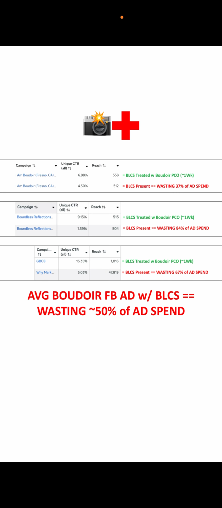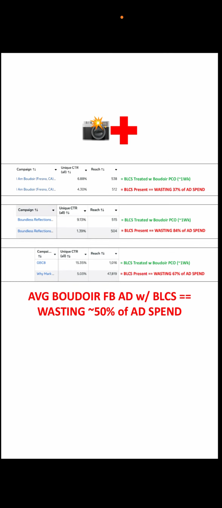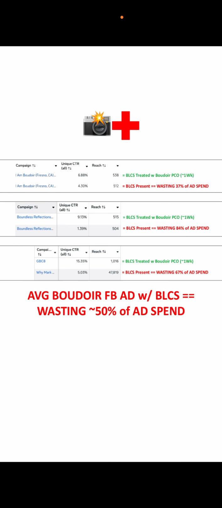And from my experience doing this, the average Boudoir Facebook ad with Boudoir low click syndrome is wasting about 50% of its ad spend. I mean, just look at these numbers, 37%, 84%, 67%. What's the average here? Somewhere between 50 to 60% being wasted. So spending 10 grand a month on Boudoir Facebook ads can save probably about 5K a month, 60K in the first year after simply 1 week of treatment.